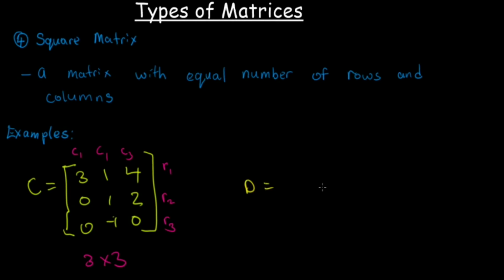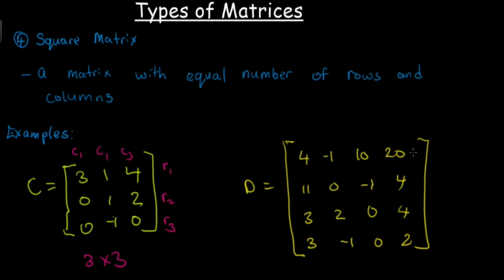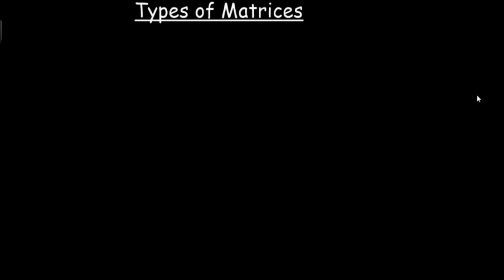Likewise, if we had a matrix D with all of these elements, first, what would be the order of this matrix? It would have 1 row, 2 rows, 3 rows, 4 rows, and 1 column, 2 columns, 3 columns, 4 columns. So we have 4 rows and 4 columns. It would be a 4 by 4 and therefore would be classified as a square matrix because it has an equal number of rows and columns.